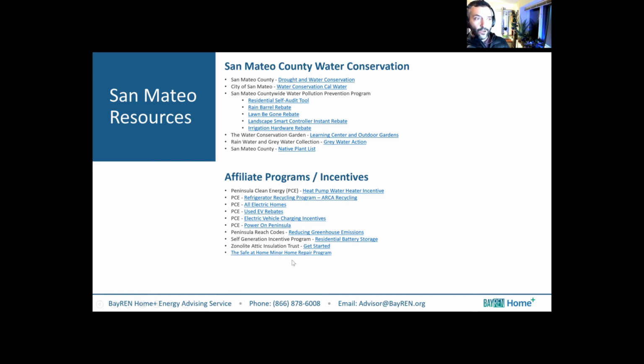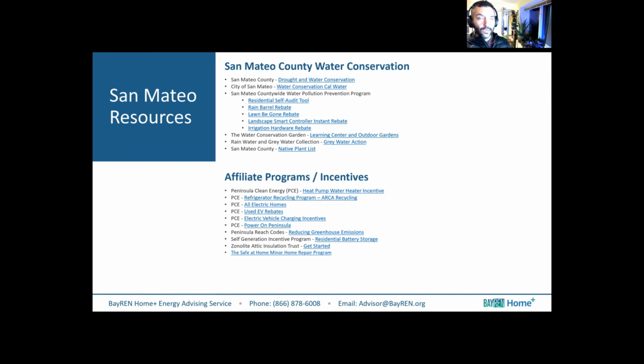And then the Safe at Home Minor Home Repairer Program, if you're working with anyone that's elderly, I think it's over 65. If anyone has medical problems, disabilities, they have an army of volunteers that will go around to do everything from gutter cleaning to attic insulation, window replacement, you name it. They will do what they can to try to help a person that's in need.